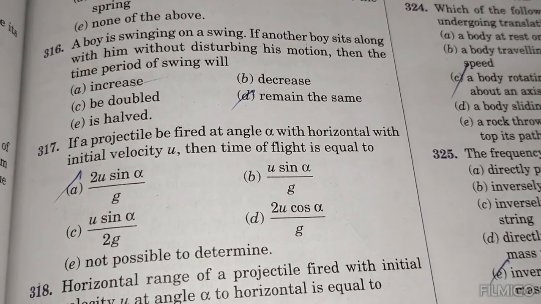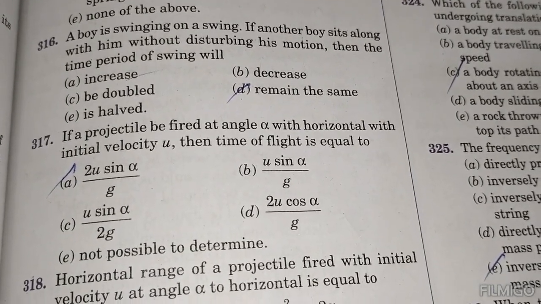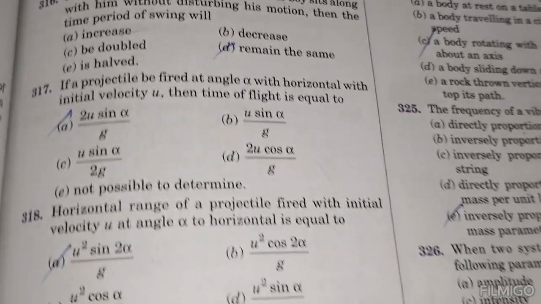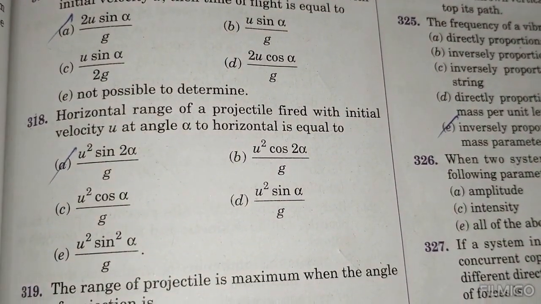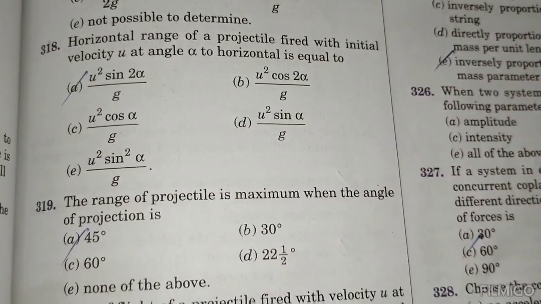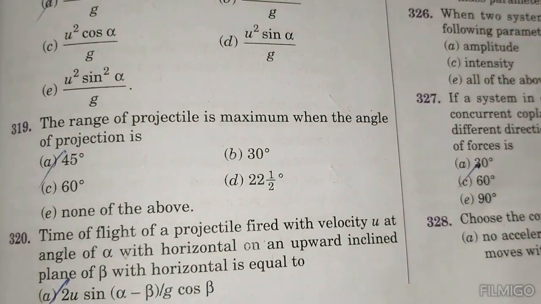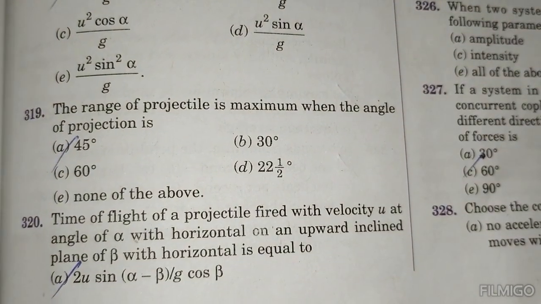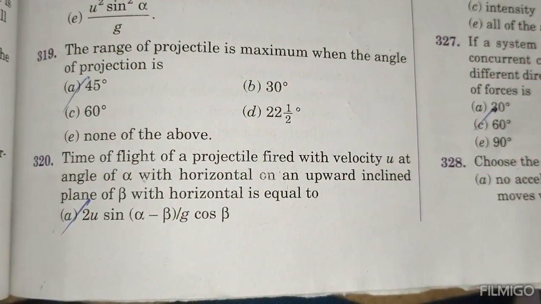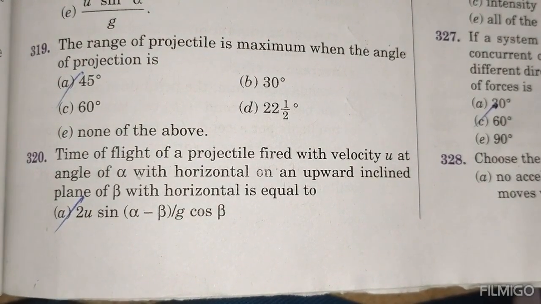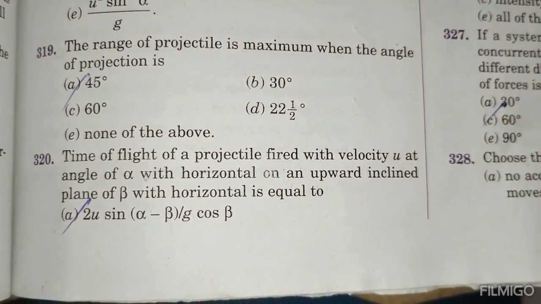If a projectile is fired at an angle alpha with the horizontal with initial velocity u, then the time of flight is equal to 2u sin alpha by g. The horizontal range of a projectile fired with initial velocity u at an angle alpha to the horizontal is equal to u square sin 2 alpha by g. The range of a projectile is maximum when the angle of projection is 45 degrees. The time of flight of a projectile fired with velocity u at an angle alpha to the horizontal, up an inclination beta, is equal to 2u sin of alpha minus beta by g cos beta.